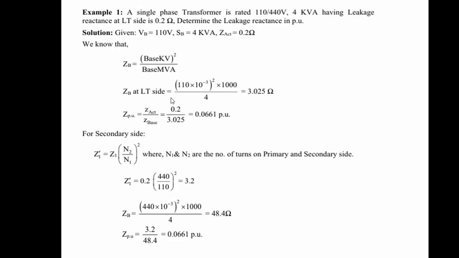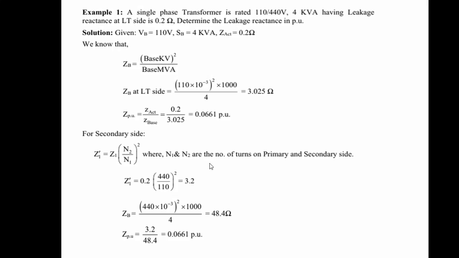So if you solve this, we will get 0.0661 per unit. So this is the per unit reactance for the primary side. Similarly, we can convert the impedance from primary to secondary. The same way we can determine the per unit reactance for the secondary side also. So for the secondary side, we are going to convert the impedance from primary side to secondary side by using this formula: Z1 dash is equal to Z1 into (N2 by N1) the whole square, where N1 and N2 are nothing but the number of turns on the primary and secondary side.